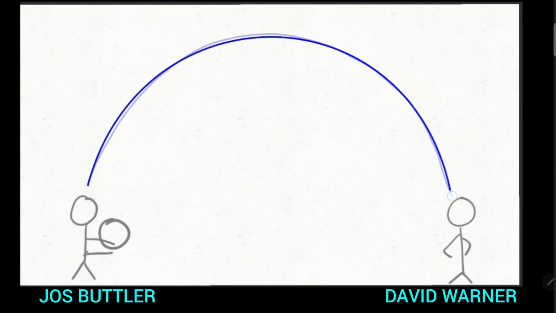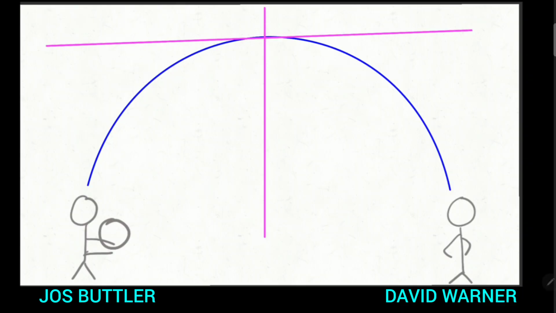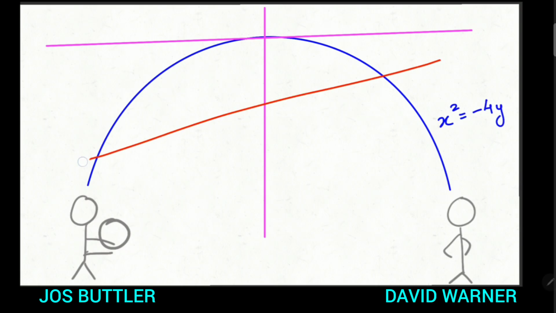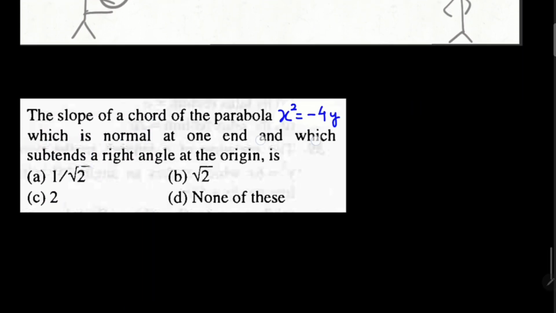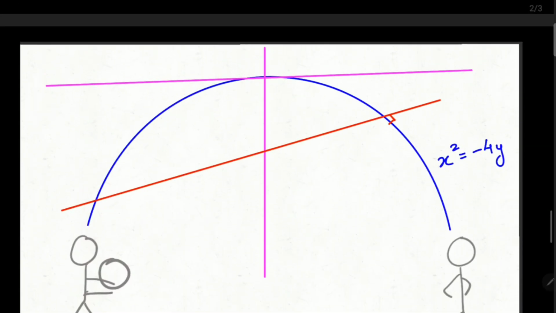So now this game of catch and receive resulted in making a parabolic path. A parabola whose vertex is lying on the origin with equation x square is equal to minus 4y and a normal drawn across the parabola. Let's have a look at the question. It says the slope of chord of the parabola, this normal at one end, subtends a right angle at the origin.